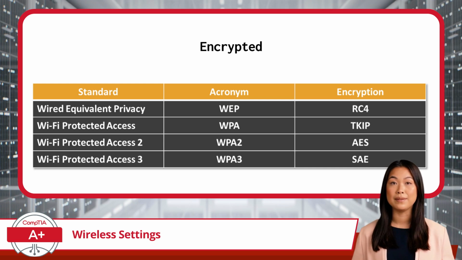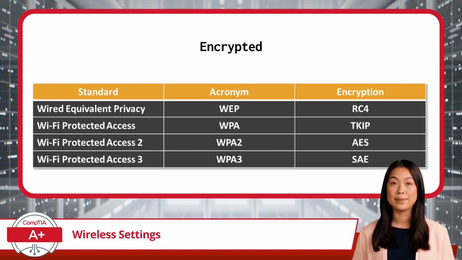First up, we have WEP, or Wired Equivalent Privacy. This is the oldest and weakest of the encryption standards. WEP used an RC4 encryption mechanism, which had some serious security flaws and could be easily cracked by determined hackers, so it's best to avoid using WEP and opt for a more secure option.